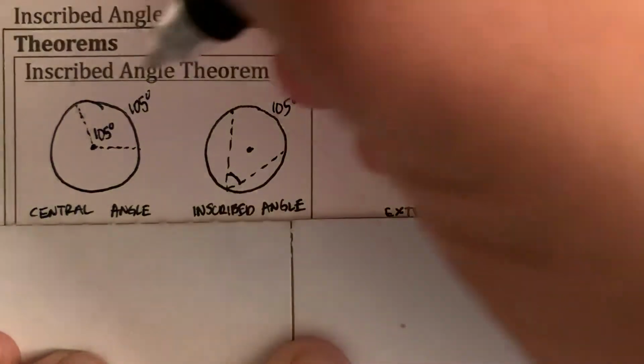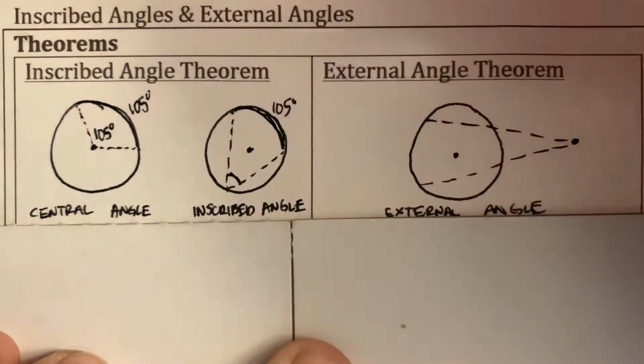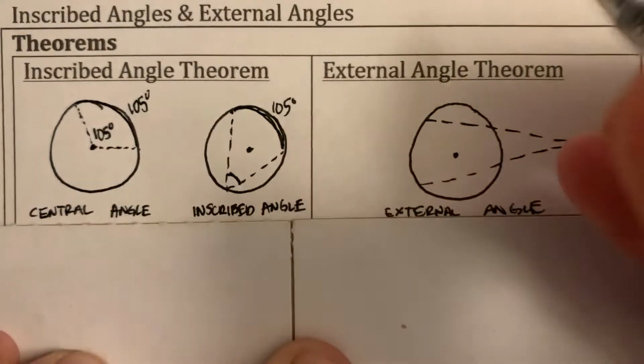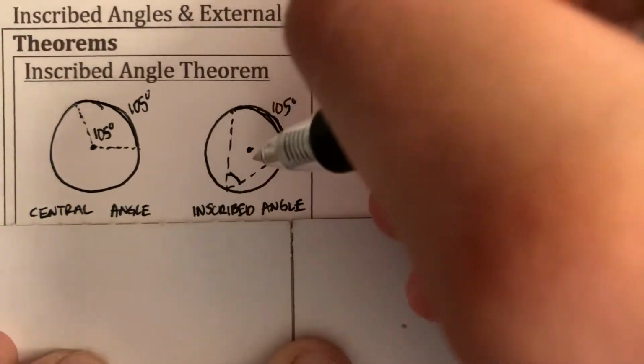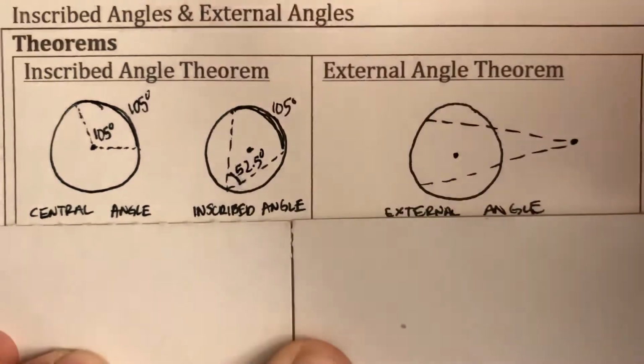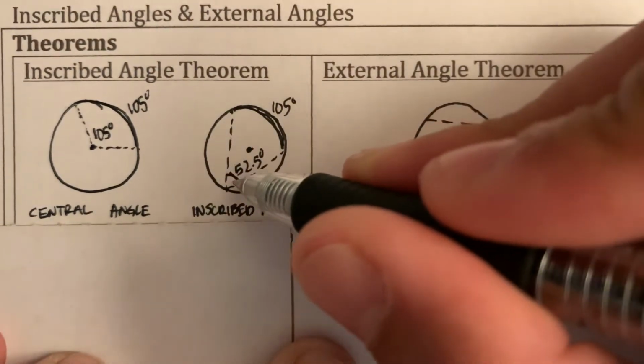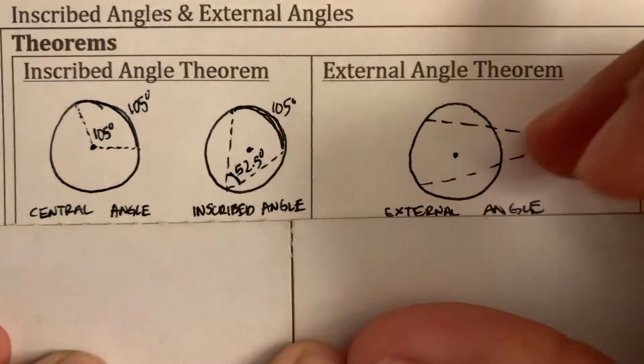But as you can see here, this arc is going to be the same as this arc, right? So this time, with this new angle, the inscribed angle theorem, if this is 105, this inscribed angle is not going to be 105, it's going to be half of 105, so it's going to be 52.5 degrees. Okay, so that's the whole theorem summed up in a picture, that the angle is always half of the arc that it intercepts.